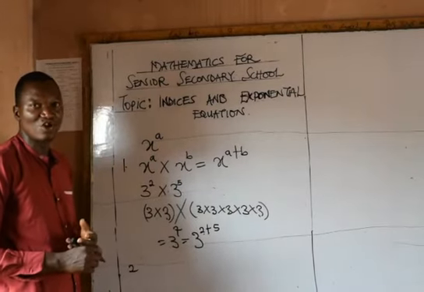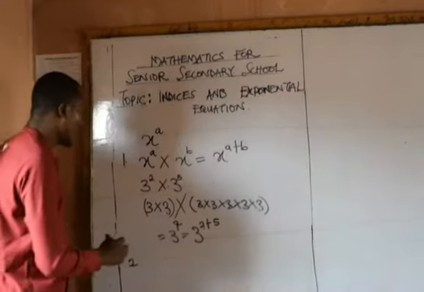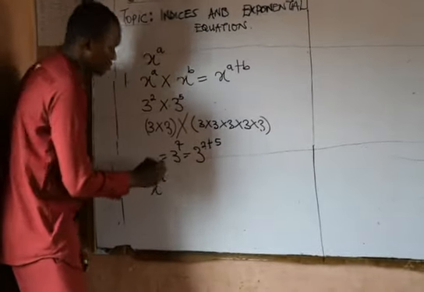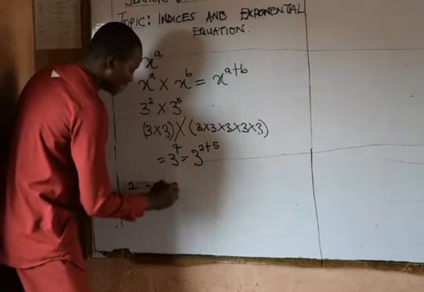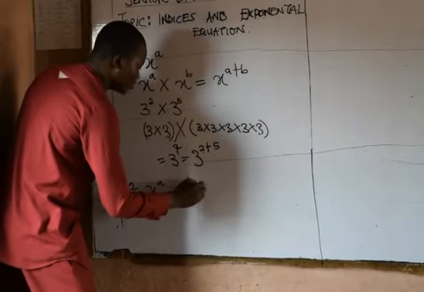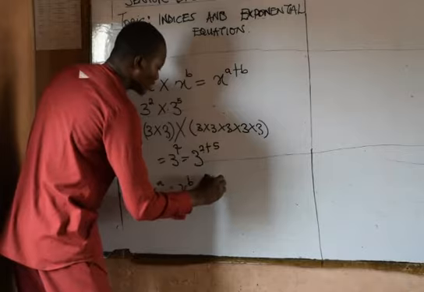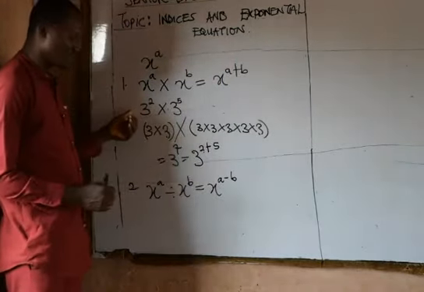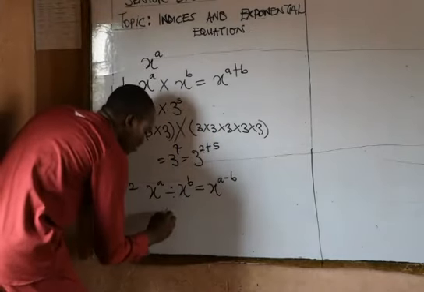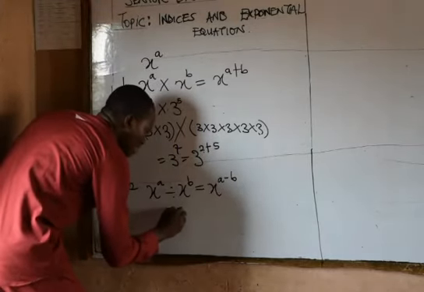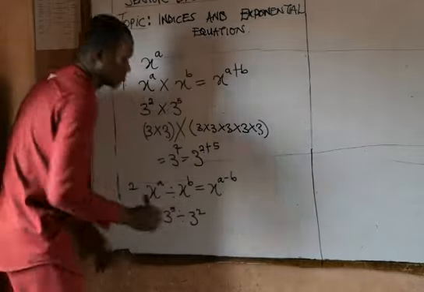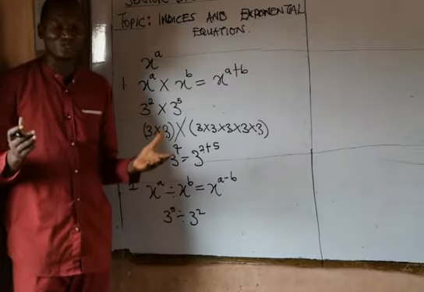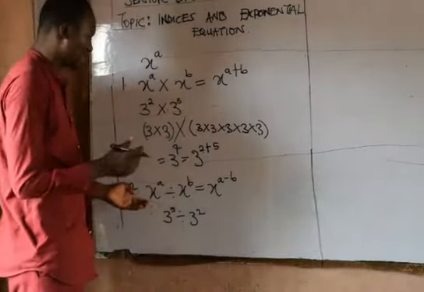Just like the first law, the second law, we have it to be x raised to the power of a divided by x raised to the power of b equals x raised to the power of a minus b. The same process. If we have 3 raised to the power of 5 divided by 3 raised to the power of 2. Let's go back to our conventional way, how we used to solve it in our primary school days. How do we solve it?